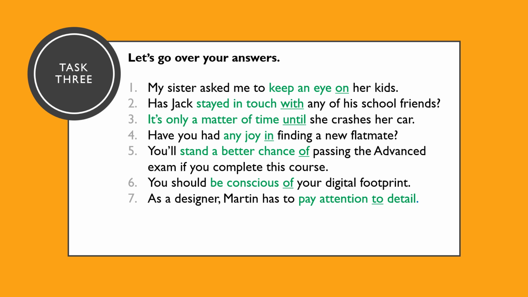Number 1 is to keep an eye on her kids. It means to watch someone, to make sure they don't get into trouble. Number 2 is stayed in touch with. This is a synonym for to keep in contact with someone. Number 3 is only a matter of time until. This expression means you're not sure when something will happen, but it's inevitable that it will. For example, it's only a matter of time until we run out of fossil fuels.